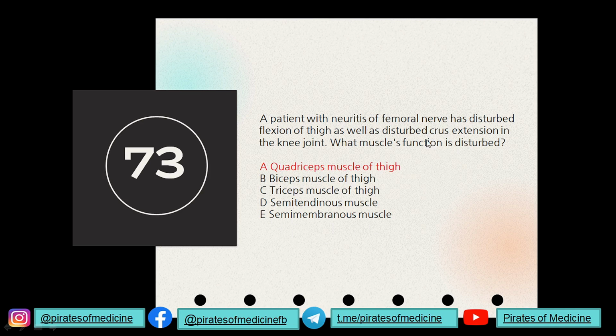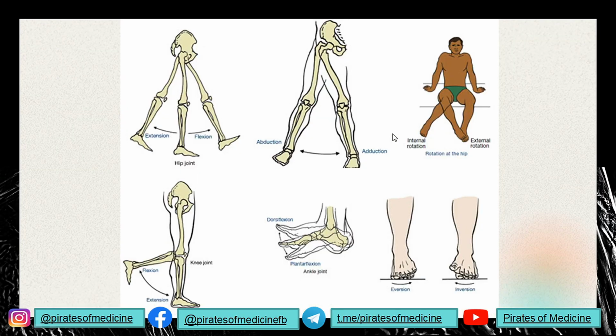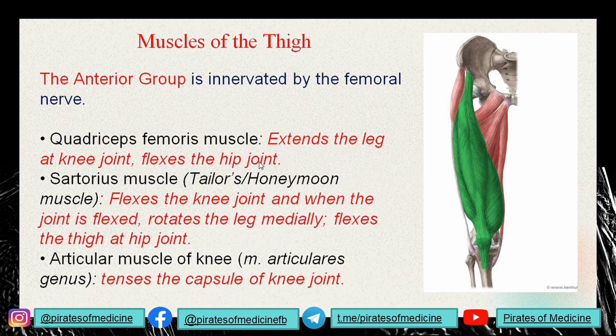I hope you understand. Extending the leg at the knee joint and flexing the thigh is a function of the quadriceps femoris muscle, and even the sartorius muscle flexes the knee joint, rotates the leg medially and flexes the thigh at the hip joint, which is another muscle of the anterior group. But quadriceps femoris is the right answer according to the presentation of the patient, and this is why we'll go with the quadriceps femoris muscle. So just go with the function and let's go to the next one.